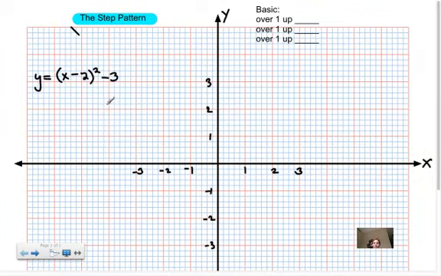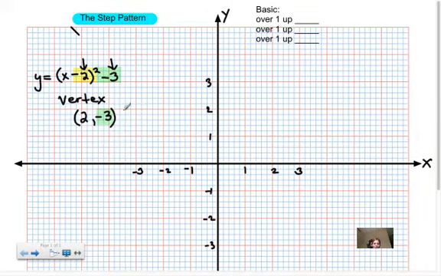Now, being the super sleuth that you are, you would recognize that this is written in vertex form, which means that we can read the vertex right off of the equation. And remember, the vertex comes from this value here and this value here. The x value is the opposite of what it looks like in the bracket. So the vertex of this quadratic relation is going to be at 2, the opposite of that one, but then this one we take at face value, and negative 3.